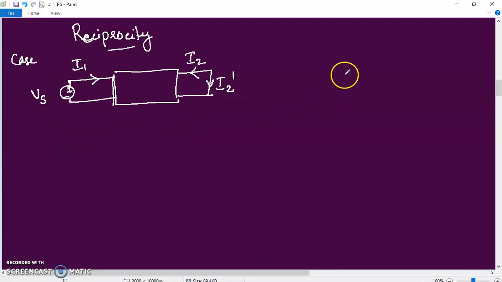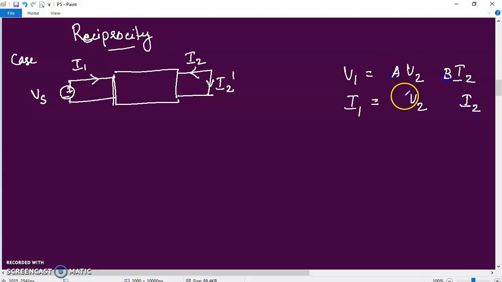So let me write the equations. [V1; I1] is equal to [A, B; C, D] into [V2; I2]. Here we have minus, it's not plus, be careful, it is minus over here. So in the first case, what is V1 here?